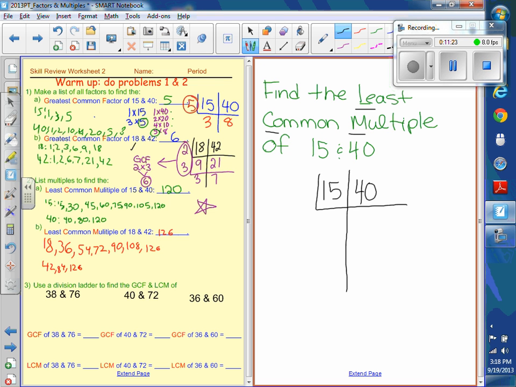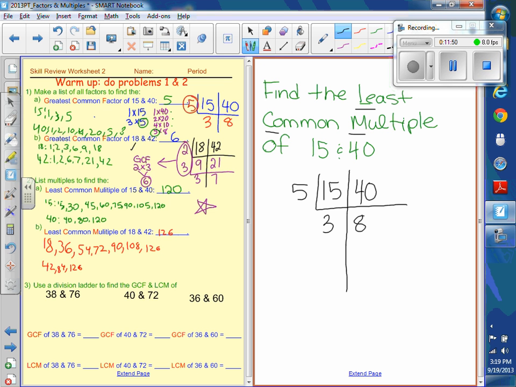And you do the exact same first step. Take out something common to both. What do you know? 5. Okay, so 15 divided by 5 is 3. 40 divided by 5 is 8. Okay, so Jen, what's common to both 3 and 8? 1. So you know you're at the bottom of your ladder.